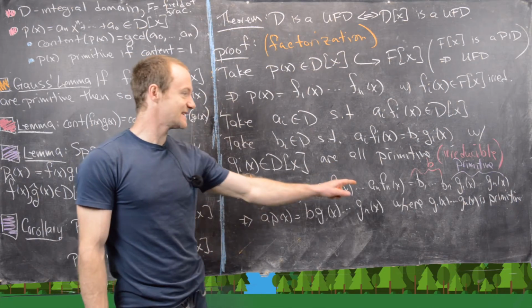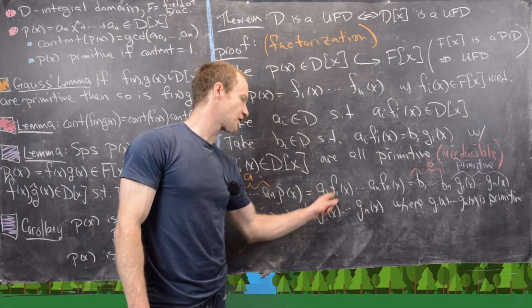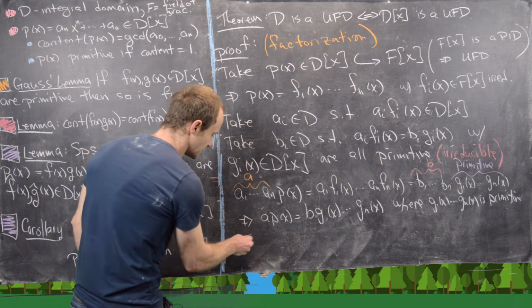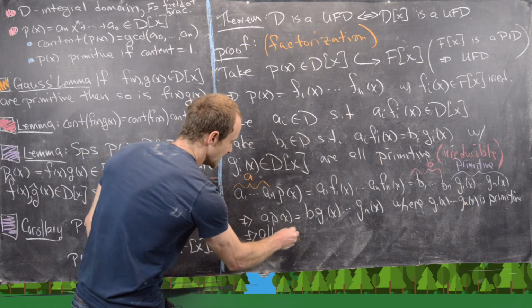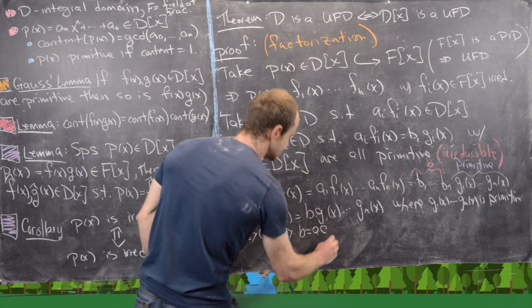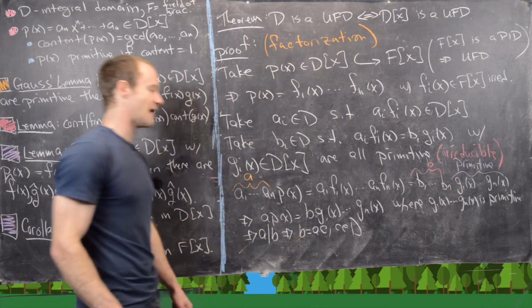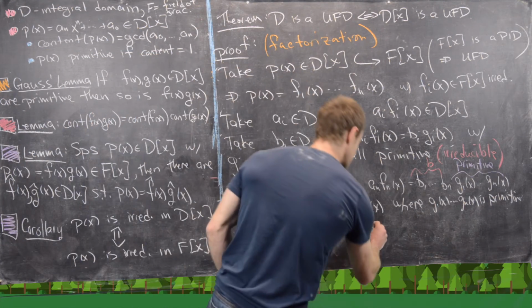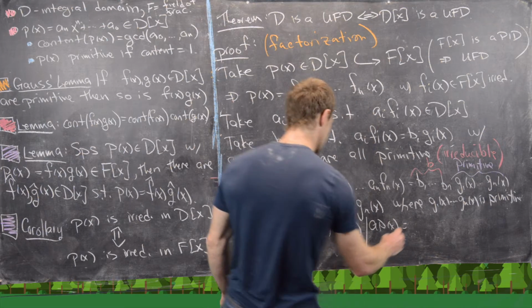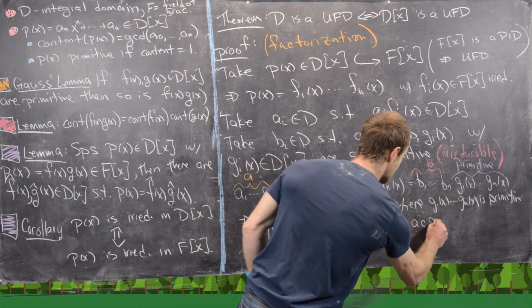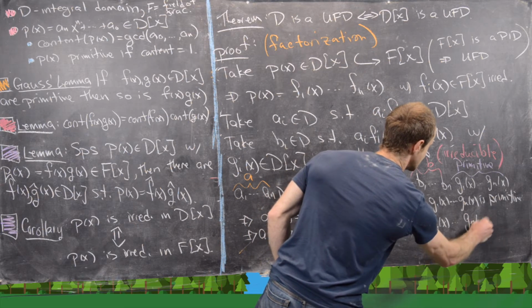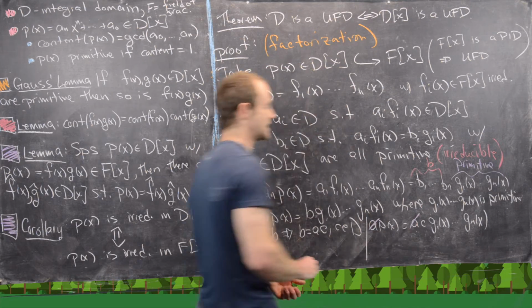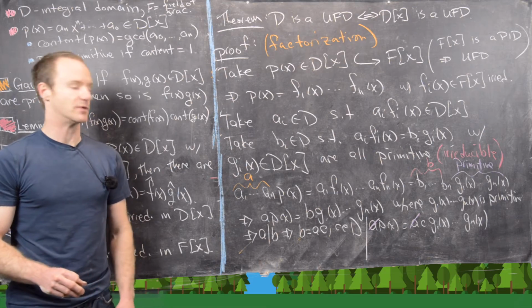Great. But since it's primitive, that means the GCD of all of the coefficients in this product is equal to 1, which means a has to divide b. So let's write that down. So a divides b. In other words, b equals a c for some c which is in the domain. But now we can take that and rewrite this as a p of x equals a times c times g_1 of x all the way up to g_n of x. But next, we can use our cancellation, because we're in an integral domain, to cancel off a in both sides.